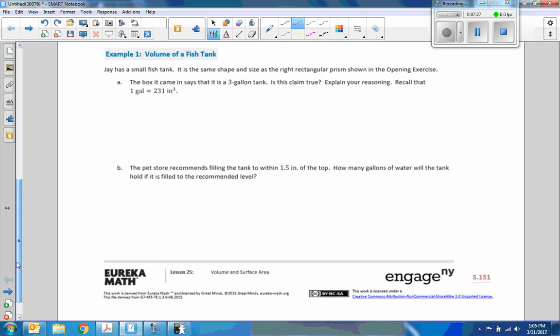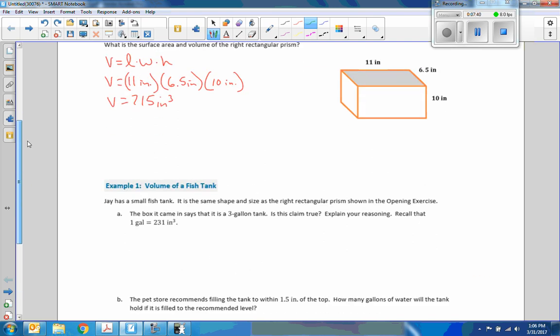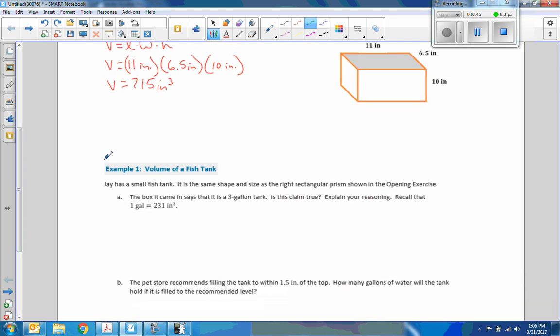Okay, so moving on to example 1. Jay has a small fish tank. It is the same shape and size as the right rectangular prism shown on the opening exercise. Okay, so it's the same shape and size as this. Okay, so I'm going to leave this in view. The box it came in says that it is a 3-gallon tank. Is this claim true? Explain your reasoning and recall that 1 gallon equals 231 cubic inches.